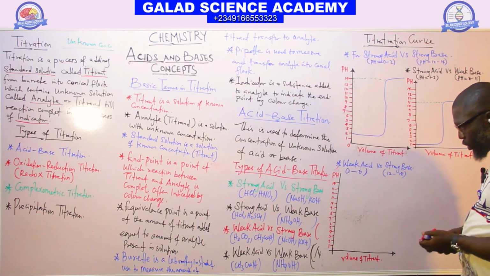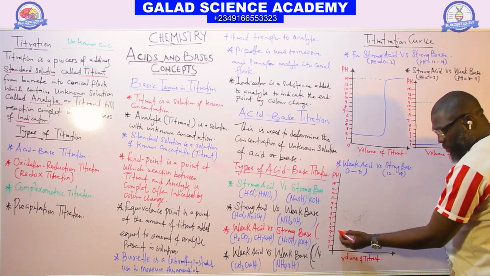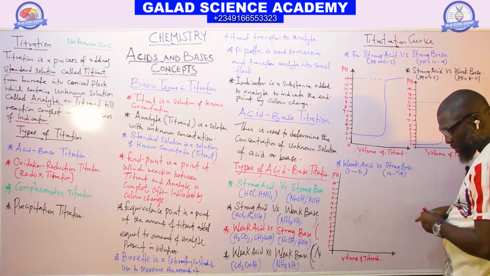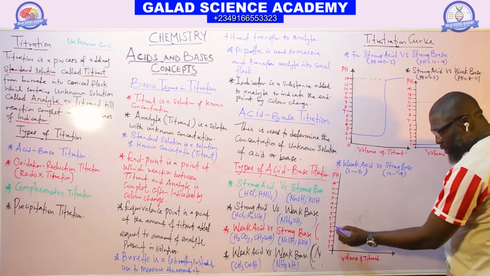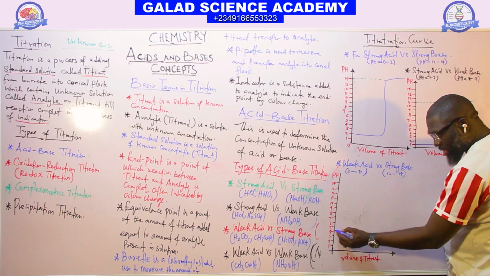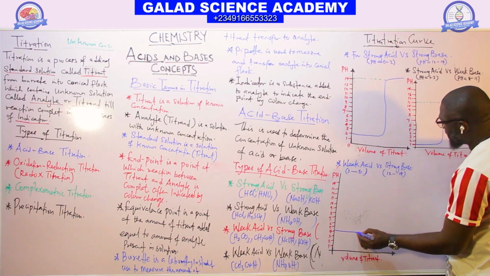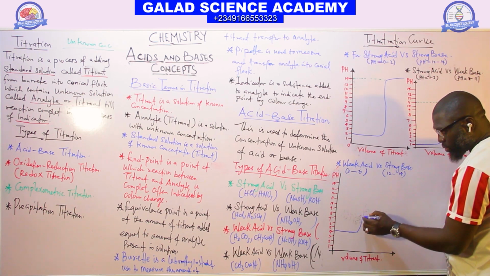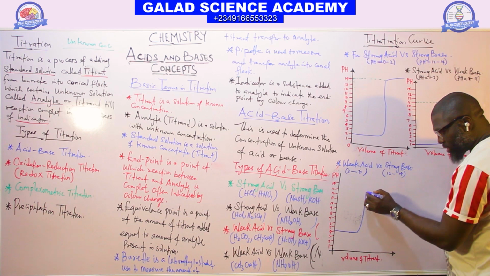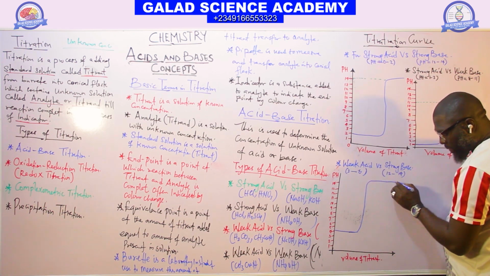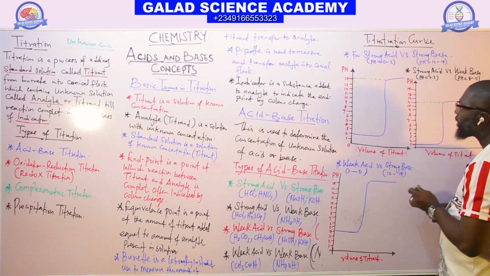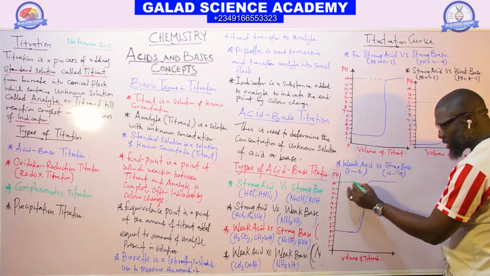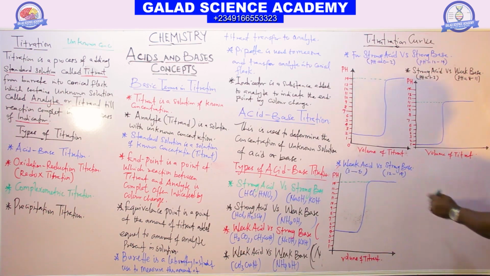So if you want to start the curve now, you can start it from 4 or 5. So if I start my curve here, go up like this. Yes, go up like this. So now go up. What is strong base? Can you see it? So this is the graph of weak acid versus a strong base.